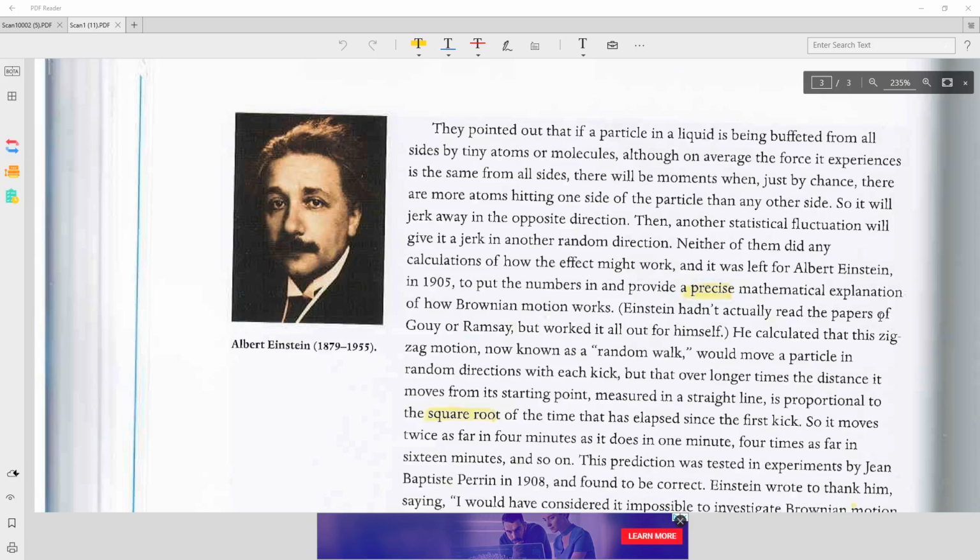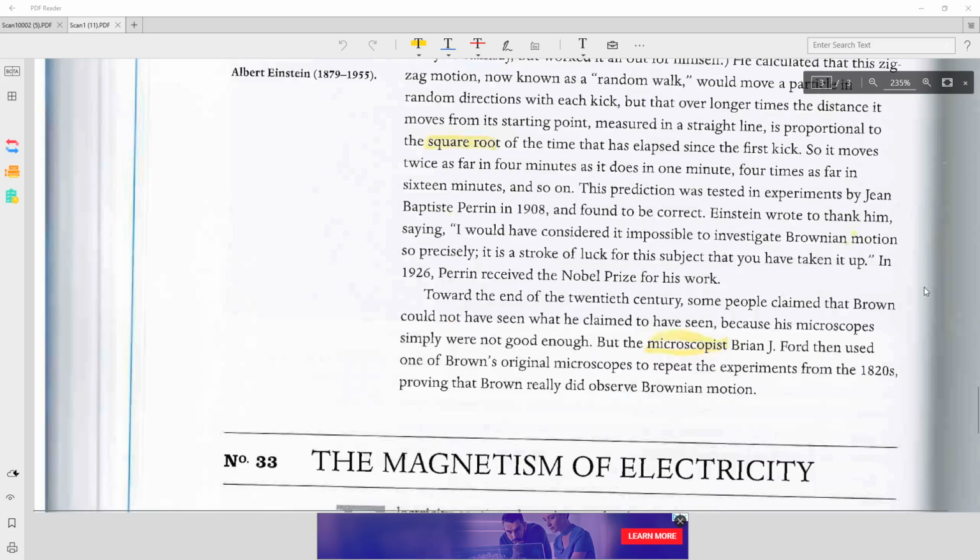This prediction was tested in experiments by Jean-Baptiste Perrin in 1908 and found to be correct. Einstein wrote to thank him, saying, "I would have considered it impossible to investigate Brownian motion so precisely. It is a stroke of luck for this subject that you have taken it up." In 1926, Perrin received the Nobel Prize for his work.